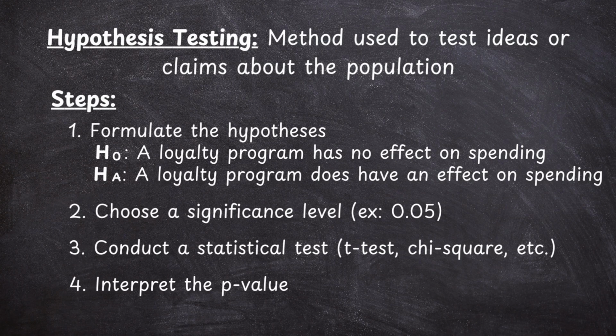Finally, once we have the p-value from our statistical tests, we interpret that p-value. If we get a p-value that is less than our significance level, then we reject the null hypothesis. If the p-value is greater than the significance level, then we fail to reject the null hypothesis.